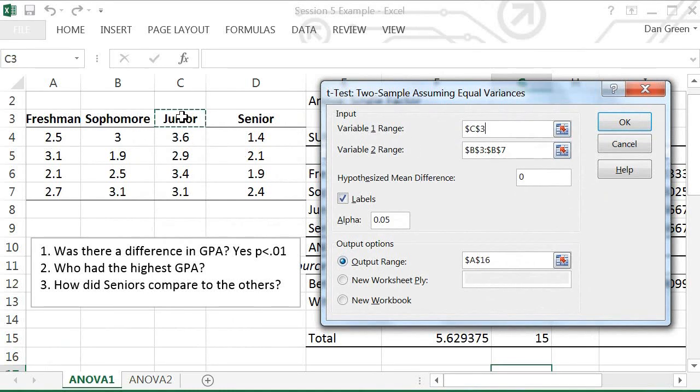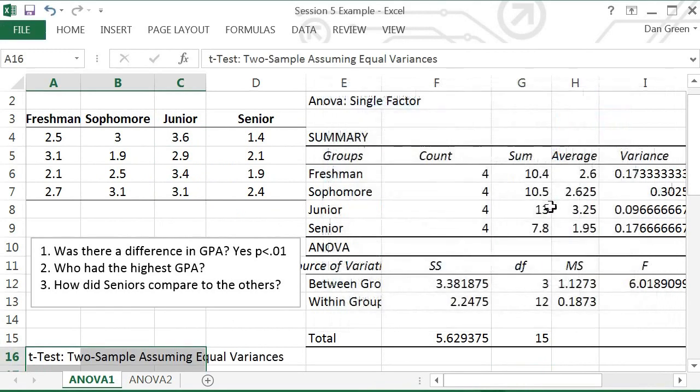Something went wrong here. There we go. I think we're okay now. A16, yeah. Okay.